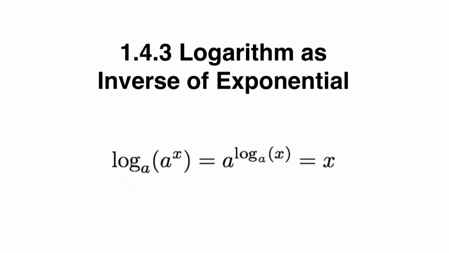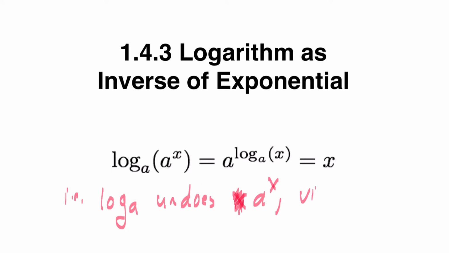We saw an exercise that required this already, but now we state it formally. So if we look at the formula, we have log base a of a to the x is the same as a to the log base a of x, which is just x. So another way of saying this is that log base a undoes a to the x and vice versa.